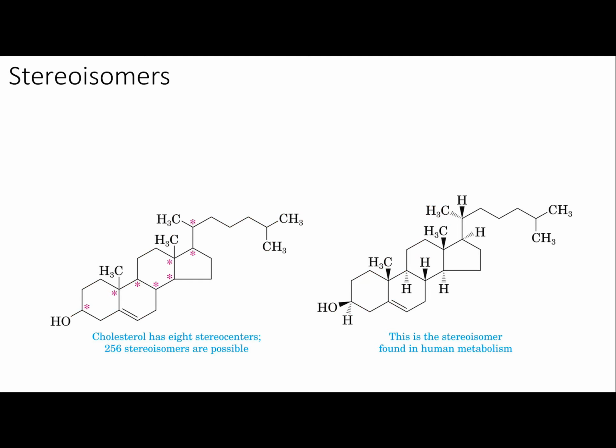Let's look at a scary molecule. So this is cholesterol. The 2 to the n rule applies here as well with 3 or more stereoisomers. You can see cholesterol has 8 stereocenters, so there's 256 possible stereoisomers. This is the one out of the 256 that we find in our metabolism. So that means there's all of those different molecules where these groups are flipped, so like this position here, right, where the hydrogen is back and the methyl's forward. That wouldn't be a cholesterol molecule that your body wants.